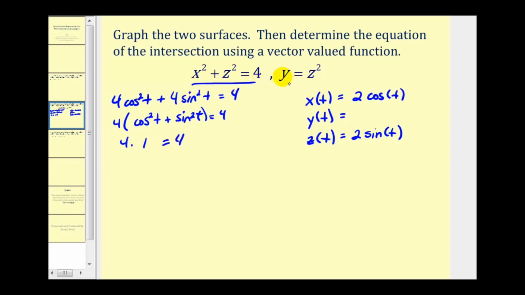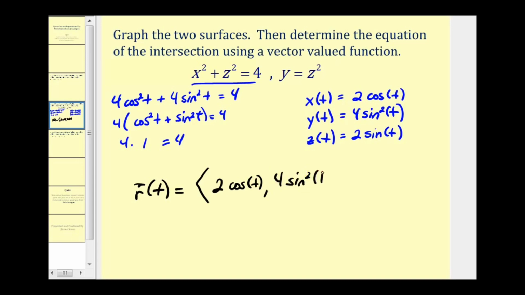So now we're left with satisfying the second equation given that y is equal to z squared. Well, if we defined z as 2 sine t, we can just square z to get y. So we can define y as 4 sine squared t, which means the intersection of those two surfaces as a vector valued function would have an x component of 2 cosine t, a y component of 4 sine squared t, and a z component of 2 sine t.